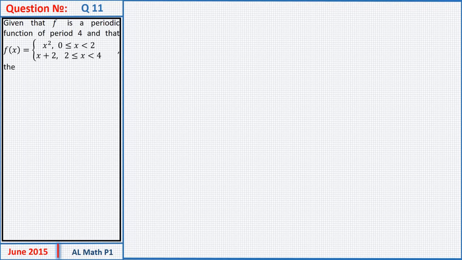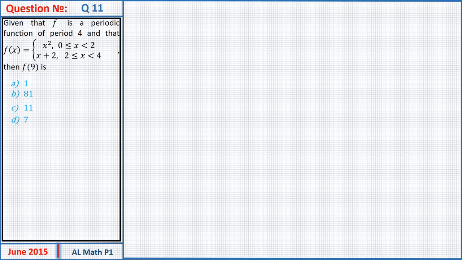Next, 11. 11 says that given that f is a periodic function of period 4 and f of x is such that you have x squared when it's in the range 0 to 2 and x plus 2 when it's in the range 2 to 4, they're asking us for f of 9, and they've given us the different answers. So here now we can see that for f of 9, x is 9, and in our range we don't have 9. What do we do?